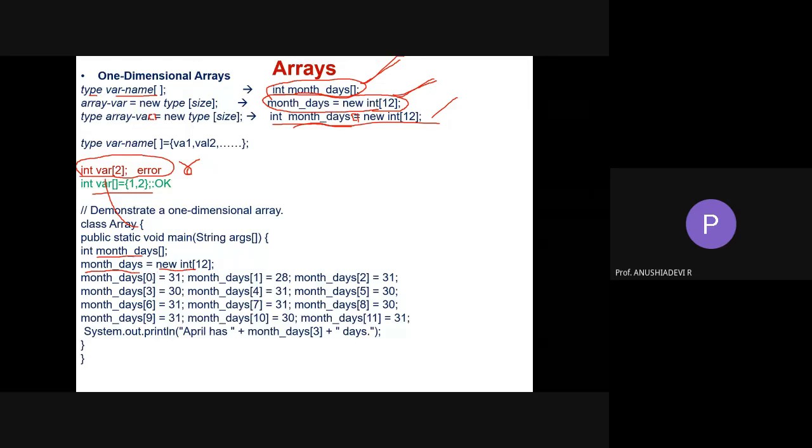And then next, I'm going to initialize the values. This type of initialization is also possible in Java, like C. So what is the size of this variable? 2. Automatically, the size of this variable is 2.